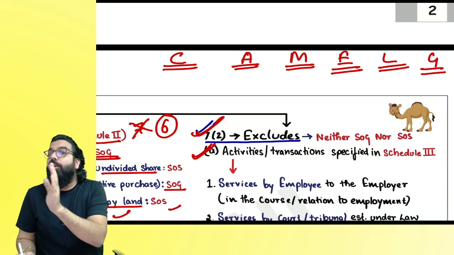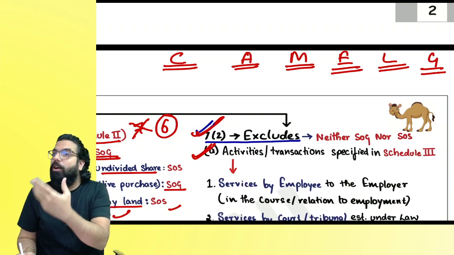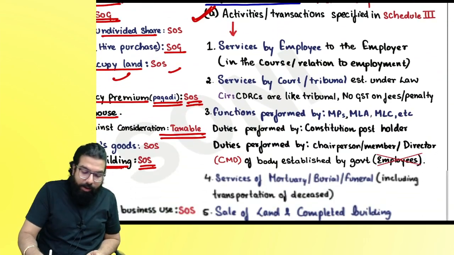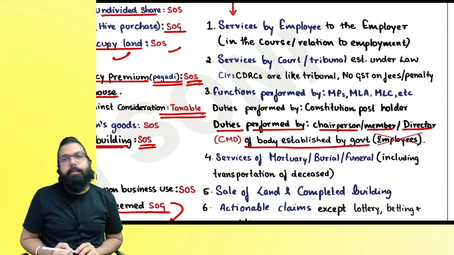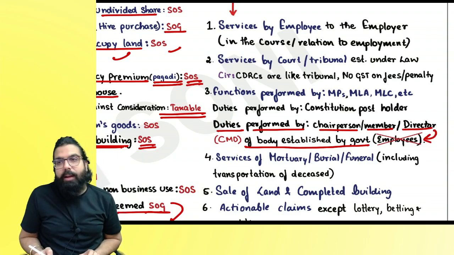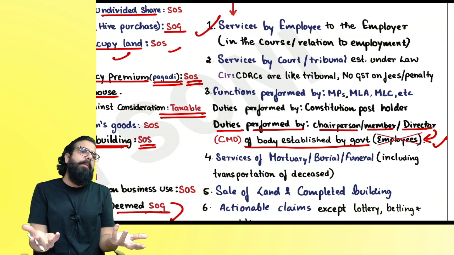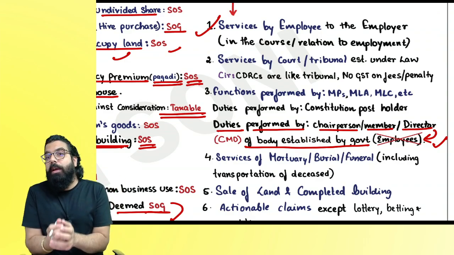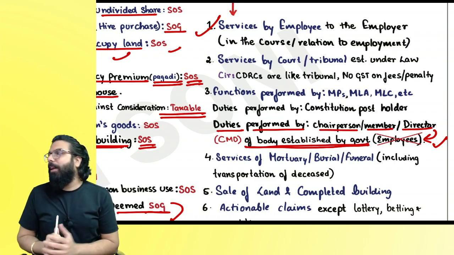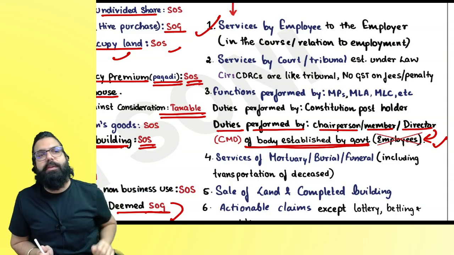G means services by constitutional post holders like the President of India, Prime Minister of India, Comptroller and Auditor General of India, etc. Also, G means any duty performed by a chairperson, member or director of a body established by the government, where these people are not employees, because if they are employed they will be covered under one and their activity will be neither supply of goods nor supply of service. But if these people are not employees, then also if they are working in a body established by the government, their services will be neither supply of goods nor supply of service.